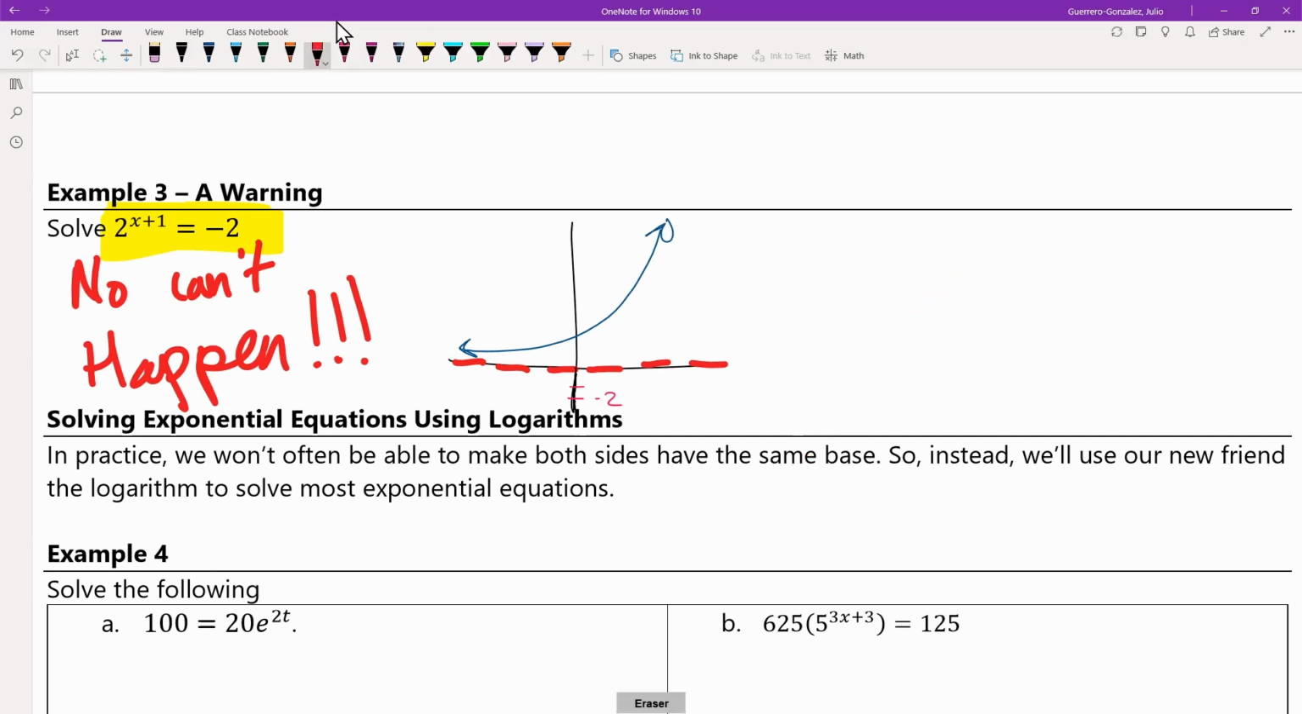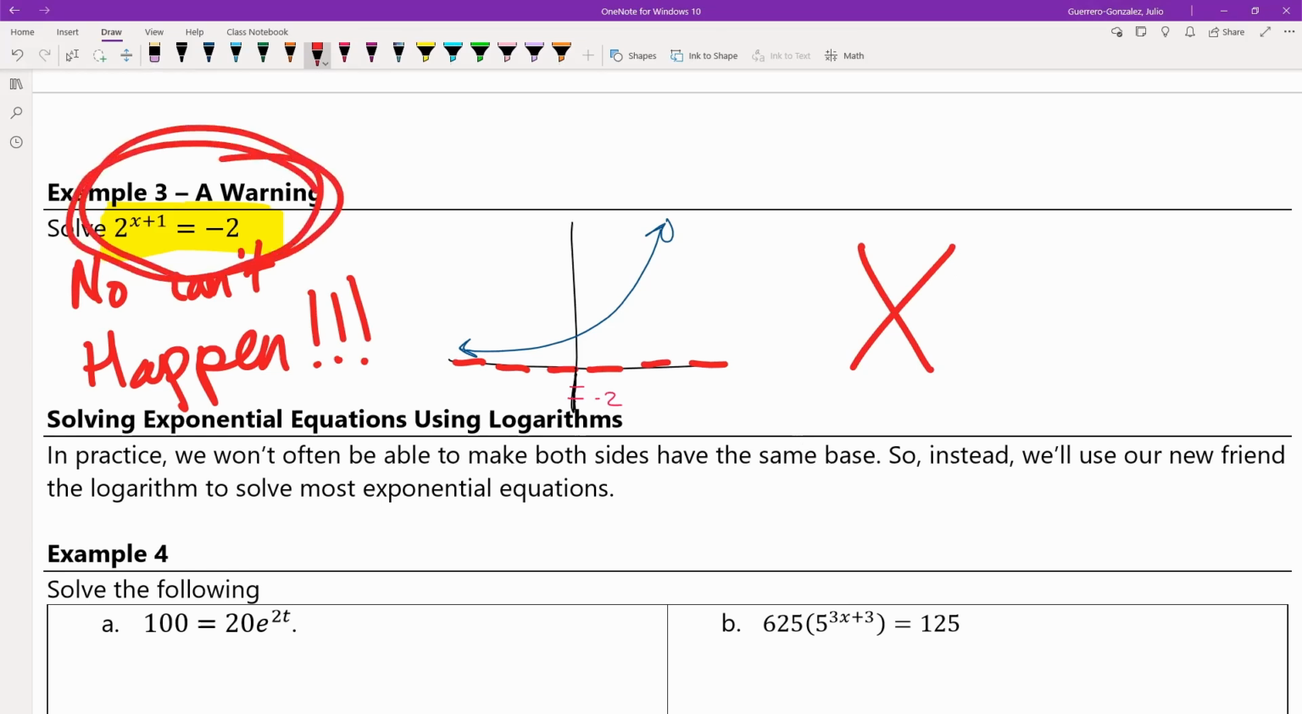Okay, so I'm going to show you guys something that's going to happen later in one of the quick checks. I'll explain it a little more, right? Once you get something like this, you can just go ahead and say, I'm done. This can't happen. No possible solutions. Okay. All right, cool.